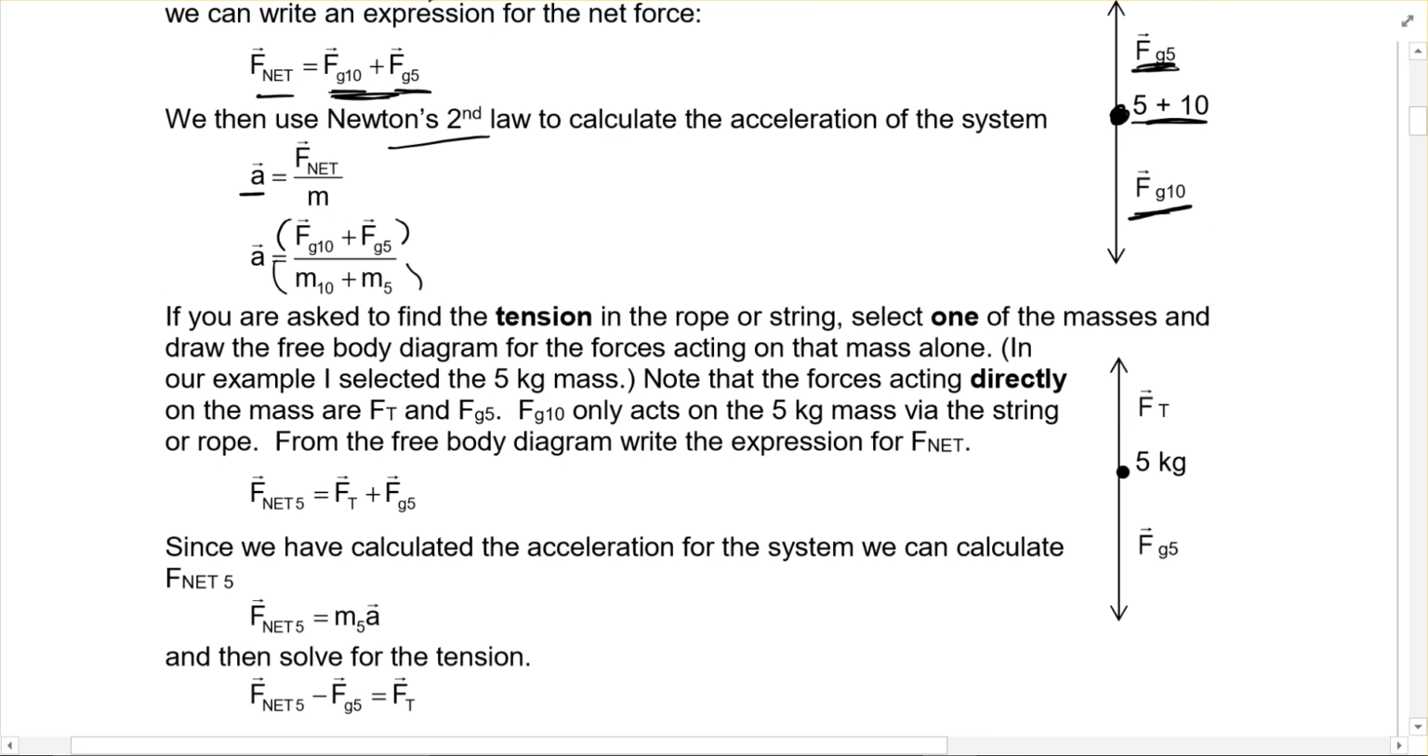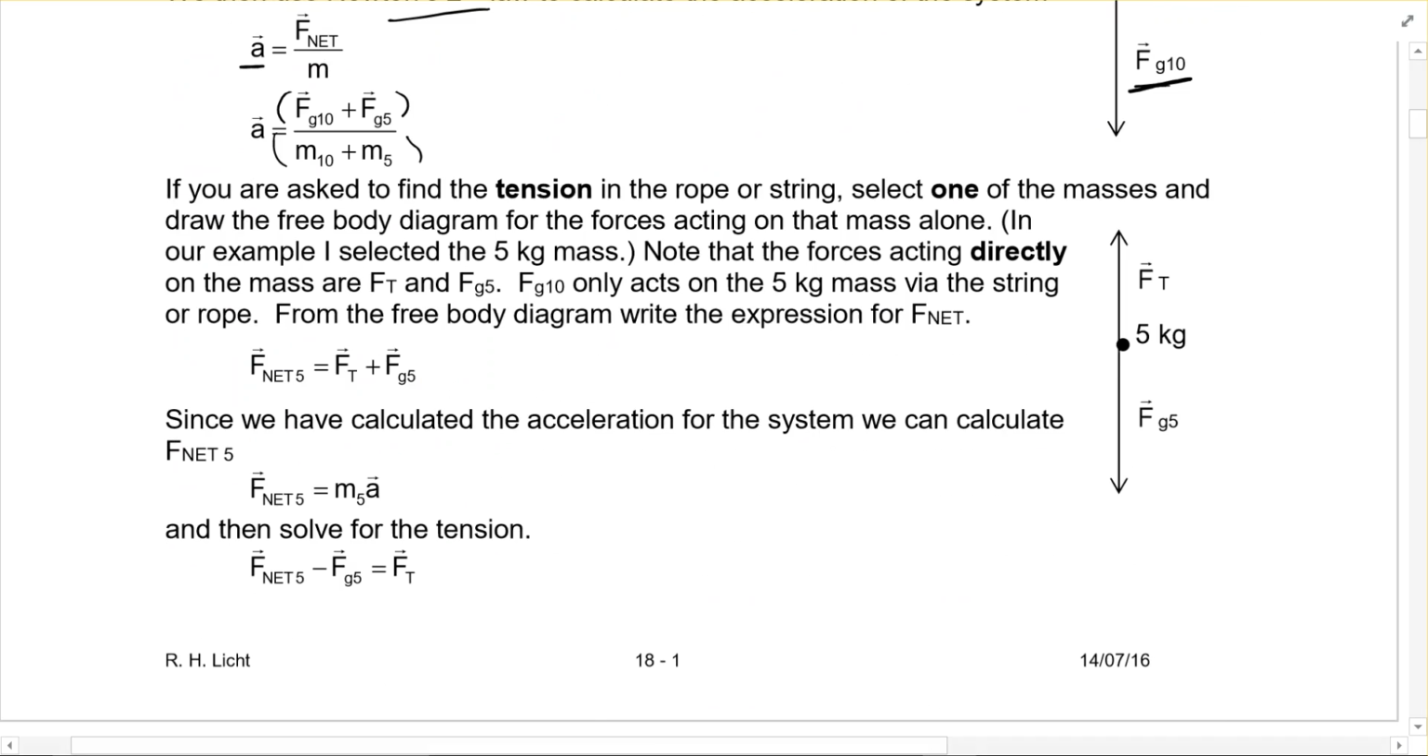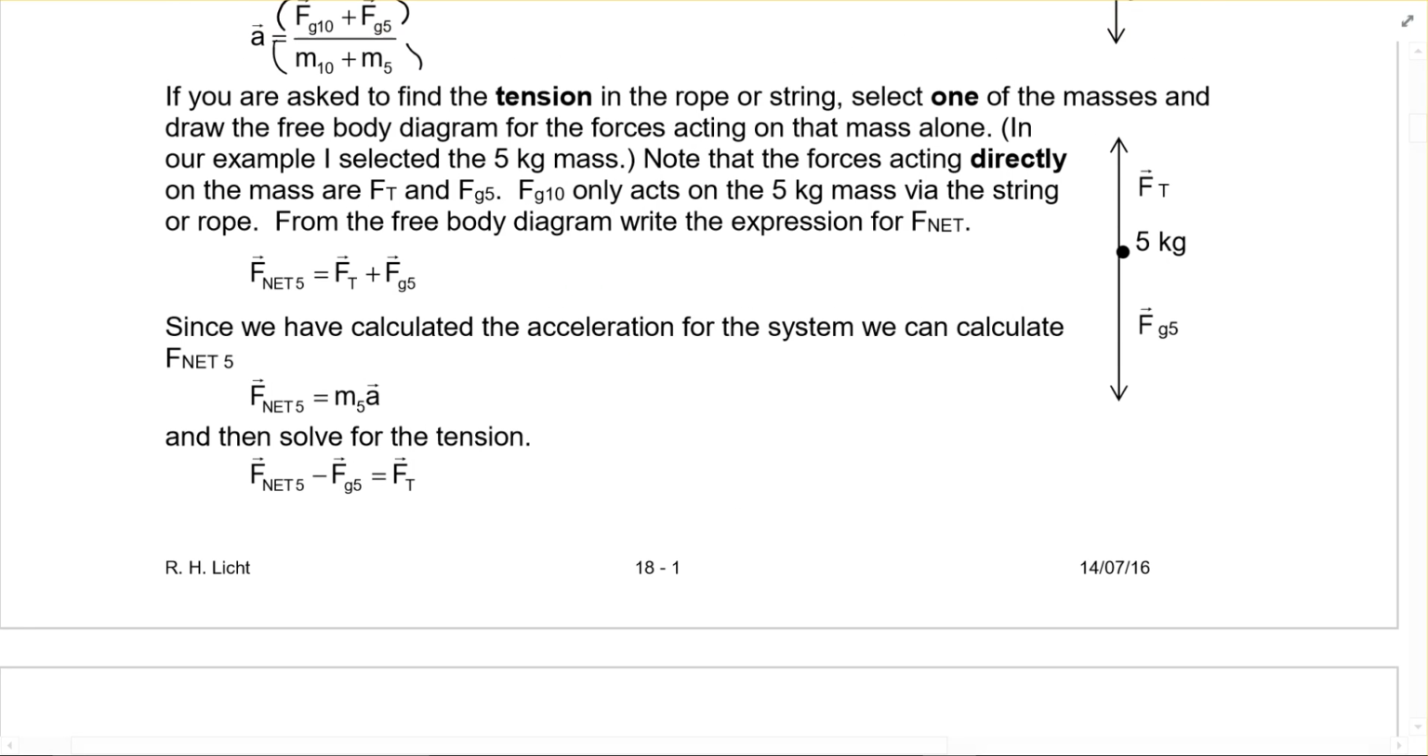When we figure out the tension, though, we're going to do it a little bit differently. When we figure out the tension, you're going to look at one of these masses independently. So just look at it as it is on its own. Did I choose 10 on this one? 5.